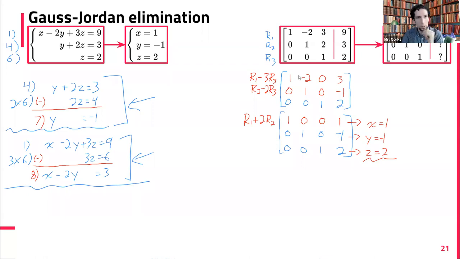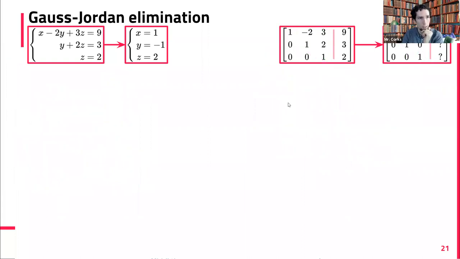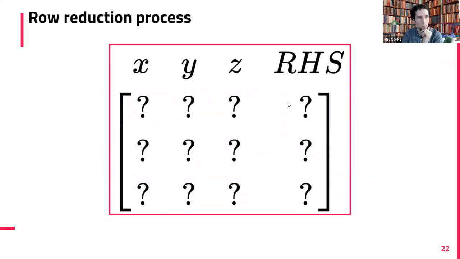But again, if it's confusing or hard to follow, just remember whatever you would do with a system of equations, you're doing the same thing with the matrix. So we went from this triangle shape down to the ones on the main diagonal and everything else as zeros. That's the shape. So let's talk about that one more time.